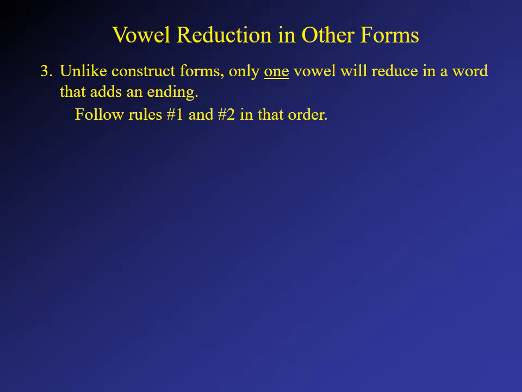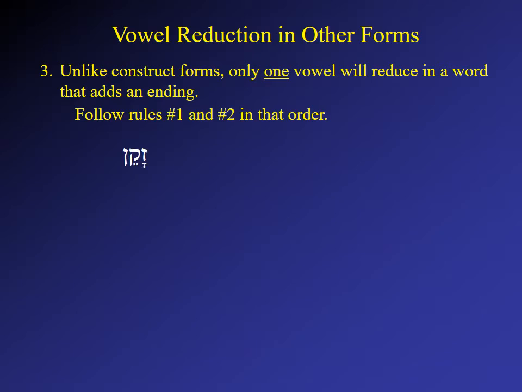So what you do is you follow rules 1 and 2 in that order. So first you look at the propretonic syllable, that is the syllable before the pretonic, and you look for a kametz or a tsere. If you have either of those two vowels, you reduce it to a shva. If in the propretonic syllable you don't have either of those, then follow rule number 2, look at the pretonic syllable. If there's a tsere in the pretonic syllable, you reduce that tsere.